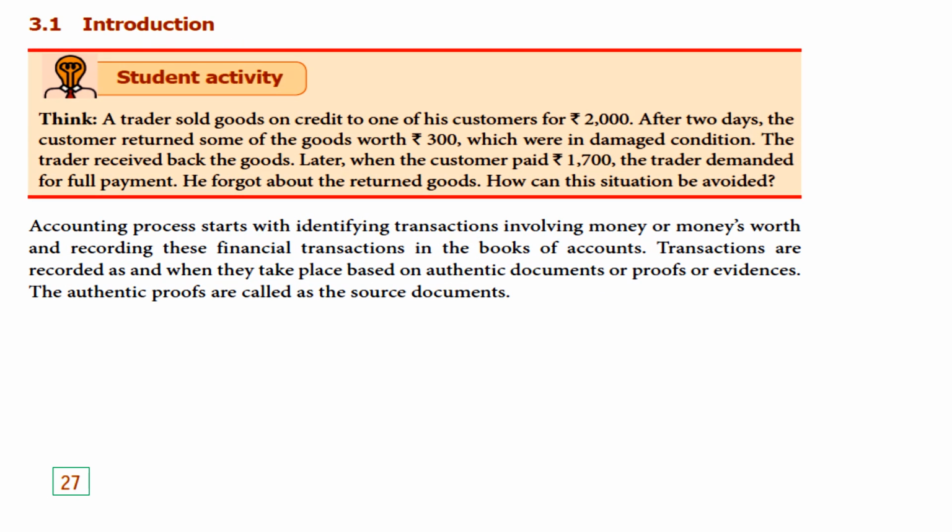Introduction. Student activity. Think. A trader sold goods on credit to one of his customers for 2000 rupees. After 2 days, the customer returned some of the goods worth 300, which were in damaged condition. The trader received back the goods. Later, when the customer paid 1700 rupees, the trader demanded full payment. He forgot about the returned goods. So, how can this situation be avoided?